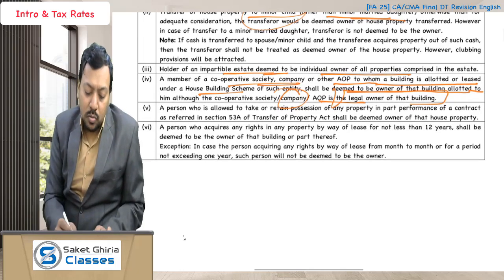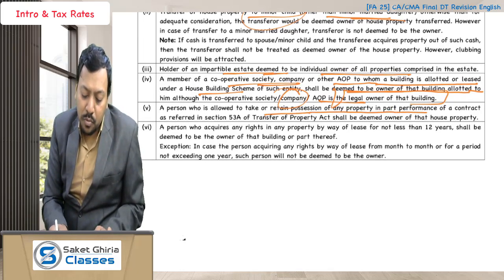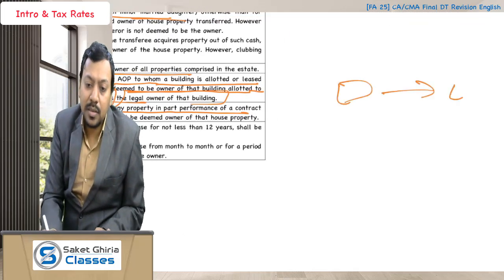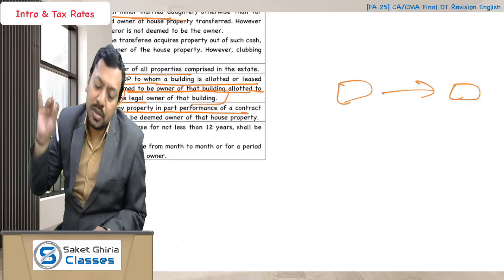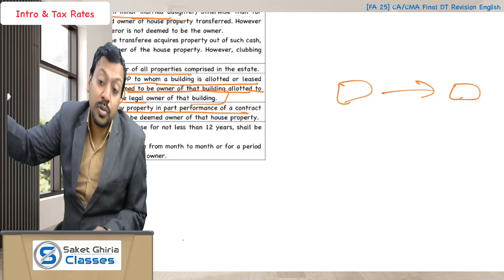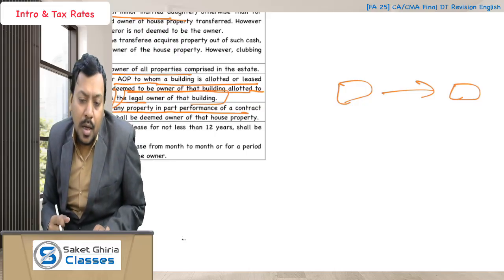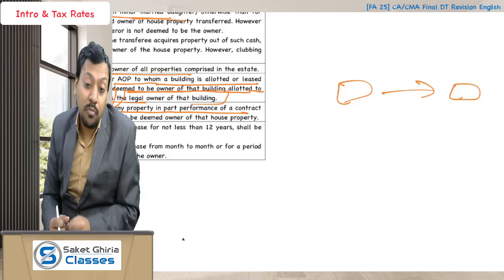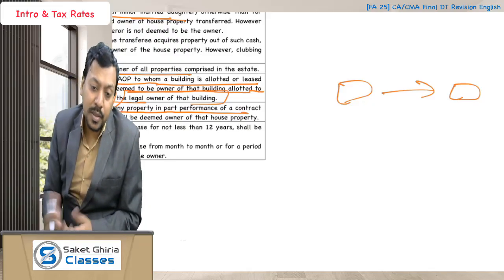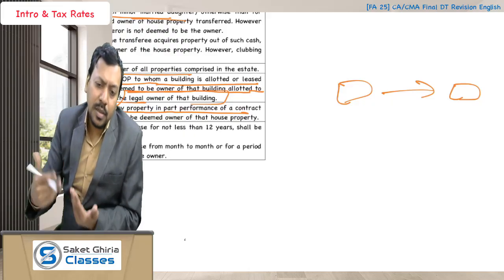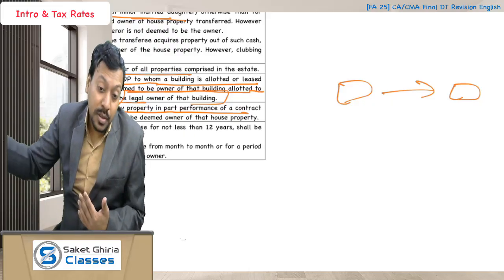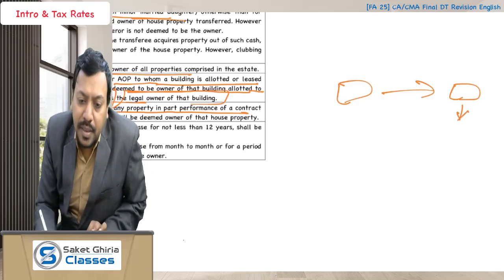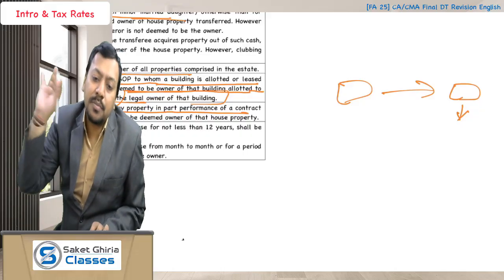A person who is allowed to take or retain the possession of any property in part performance of a contract. Let's say Mr. A has a house. He has given this house to Mr. B to live in. Mr. A has given the physical possession of the house to Mr. B. Dear friends, will any sane person give the physical possession of his immovable property to another person without full payment? No, sir. But if you have given the possession of your immovable property to another person, although the property may not get registered in the name of Mr. B, it is immaterial. We will treat Mr. B as a deemed owner of it.